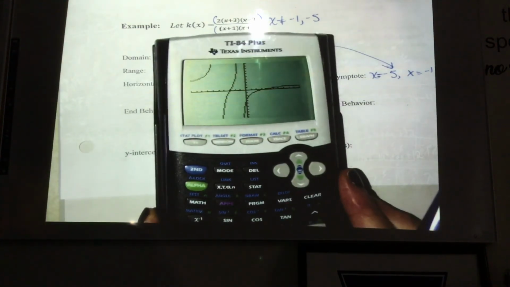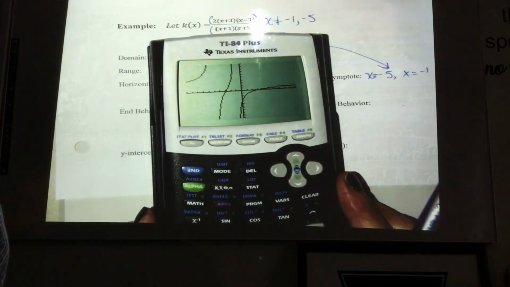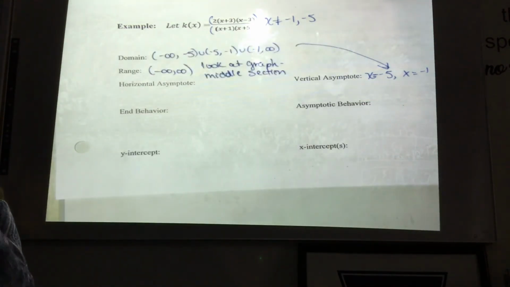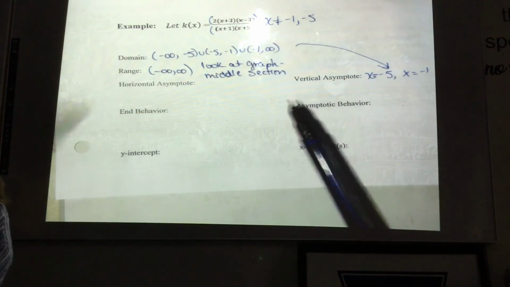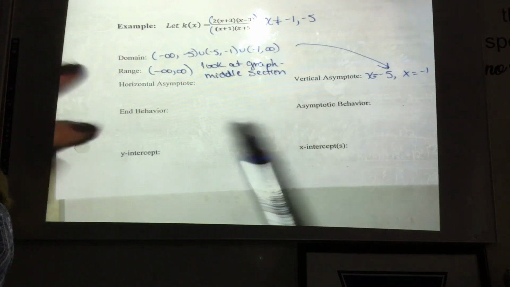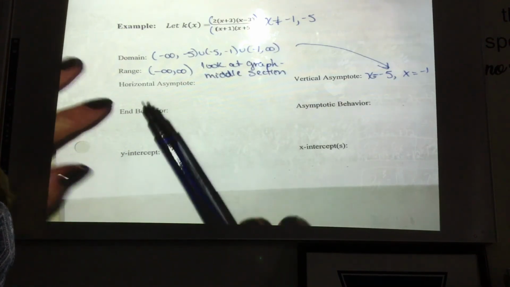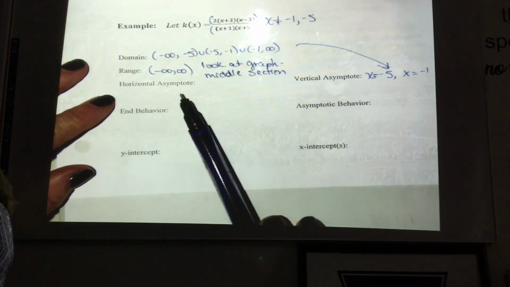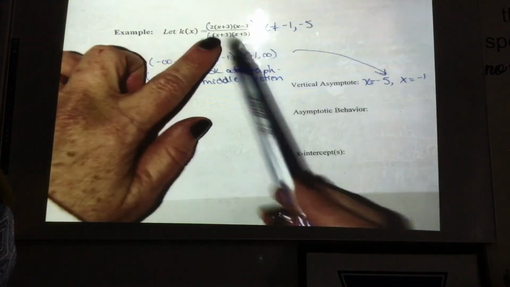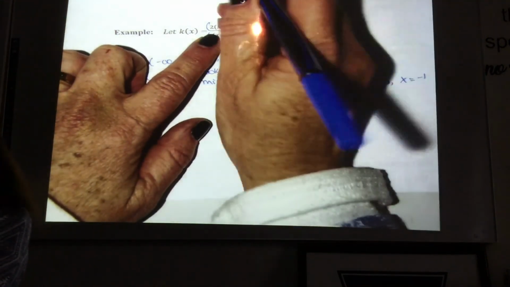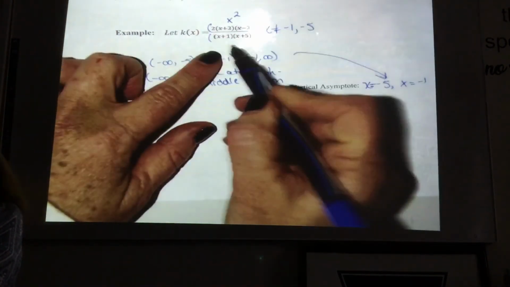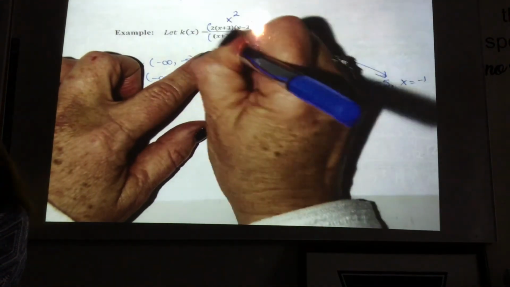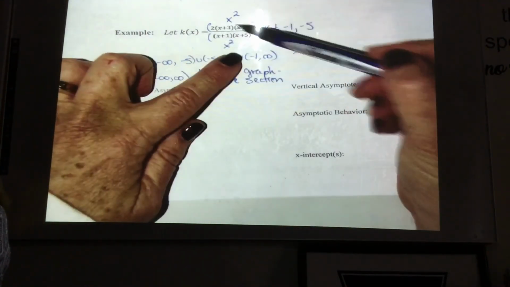Now, going back to the graph, does it look like there's a horizontal asymptote? Yeah, it does. Let's see if we can support that algebraically. So let's look at my degrees. This is x times x, so I have numerator x squared, denominator x times x, x squared. So what do you know about my degree here?